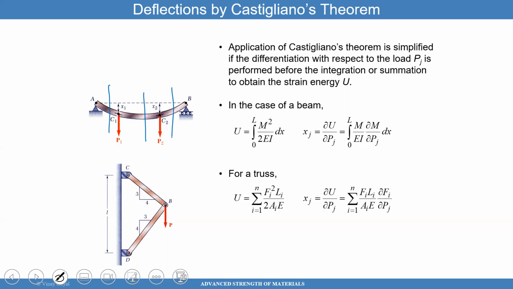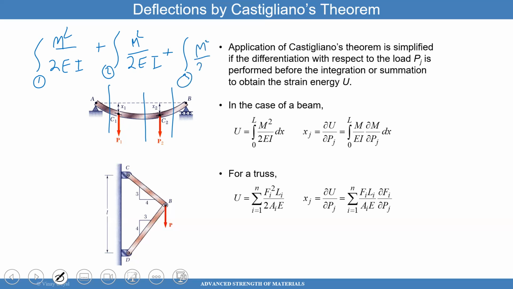So now do you agree that I can break up this beam into three sections? First, I can integrate for piece number one, and I'll have M squared divided by 2EI, plus the second section is M squared divided by 2EI, plus the third section is M squared divided by 2EI. Correct? What are the three pieces? 1, 2, and 3. Correct? Three pieces where you can calculate the moment as a function of P1 and P2.